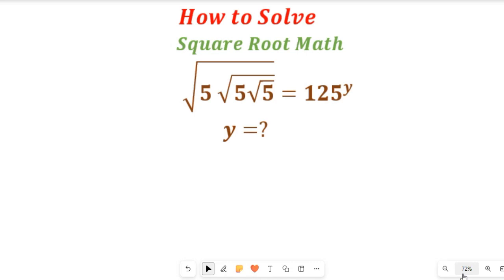In this math question, we are asked to find the value of y. This is a typical square root mathematics question. And to find the value of y, remember, we have to kill the square root. And to kill the square root, we need to use the squares to kill the square root.